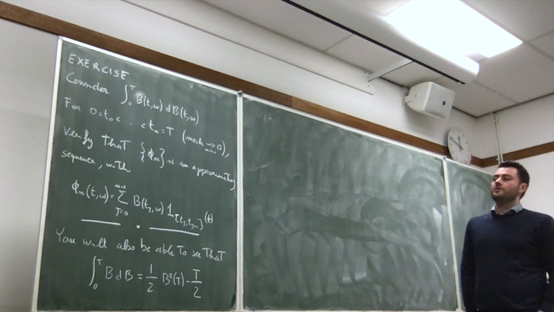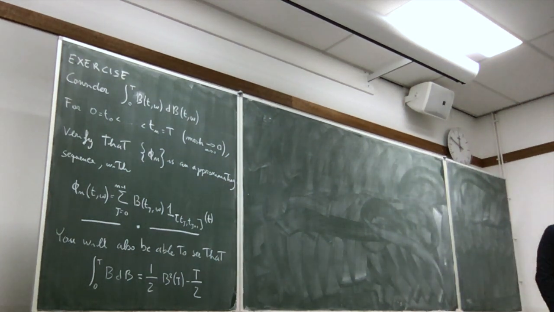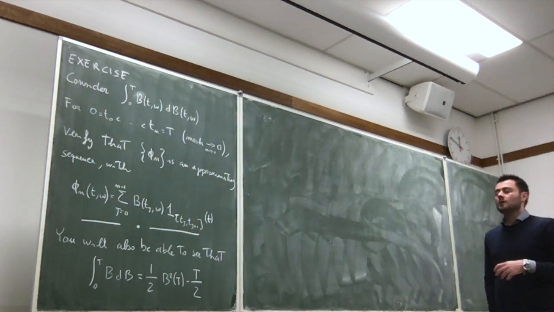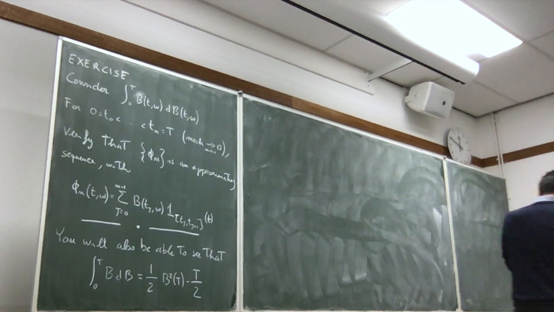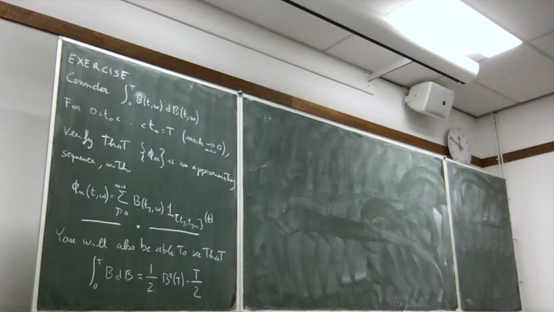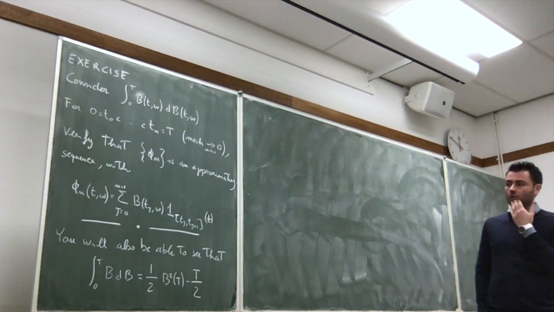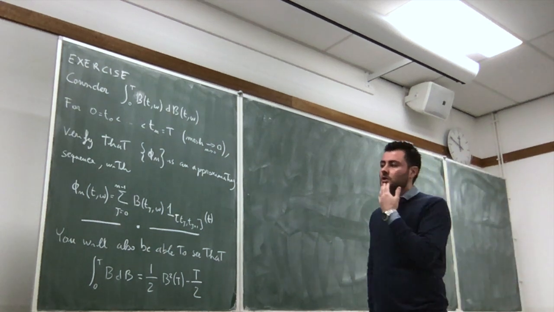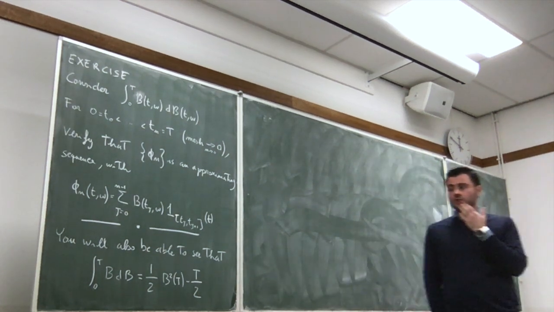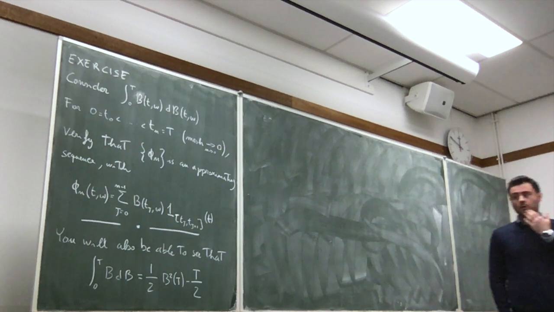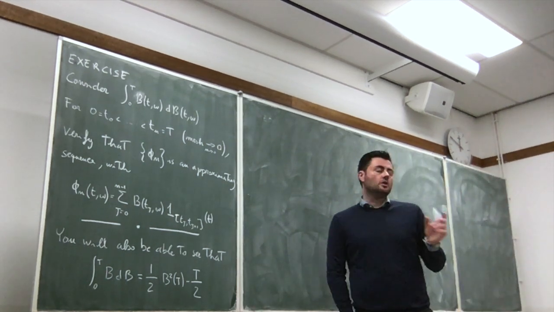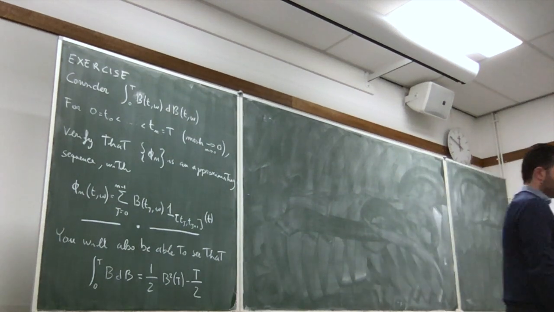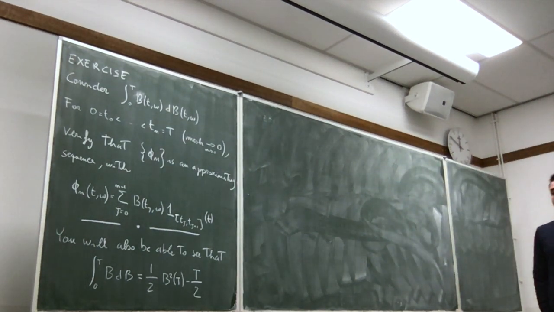What I ask you to verify is that I can define a sequence phi_n, which is an approximating sequence. That is to say, it satisfies that condition to be an approximating sequence. And that sequence can be defined as follows. Phi_n of t, omega is equal to the sum for j from 0 to n minus 1 of B_{t_j}(omega), indicator of the interval t_j to t_{j+1}, and obviously t.